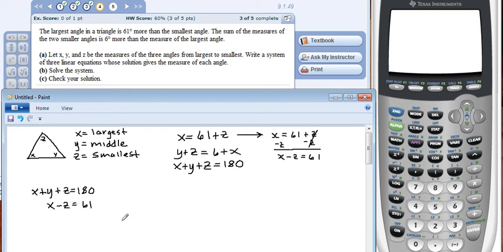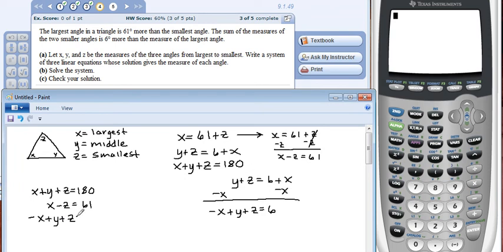There's my second equation. Now my third equation, remember I said I had a negative x in it, so I'm going to drag that over this way. y plus z is equal to 6 plus x, so I want to subtract my x across both sides. So I have minus x plus y plus z is 6. There's my third. Minus x plus y plus z is 6.